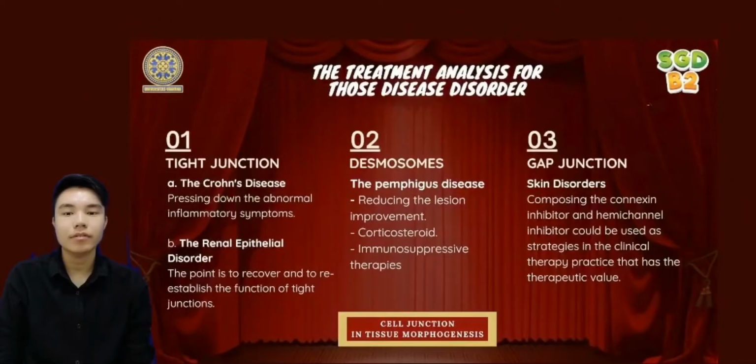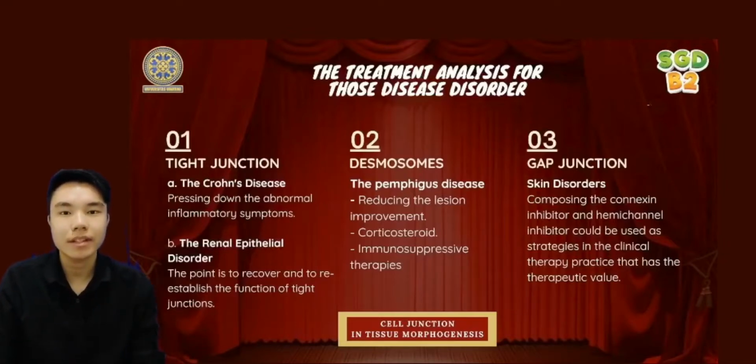Now I'll explain about the treatment analysis for those disease disorders. The first one is tight junction, the Crohn's disease. There is no standard therapy and cure for this disease. The best effort for this disease therapy is just to press down the abnormal inflammatory symptoms, which also lets the intestinal tissue heal inside. But maintaining the tight junction activity is also important. If the junction works normally, then the symptoms also could be decreased.